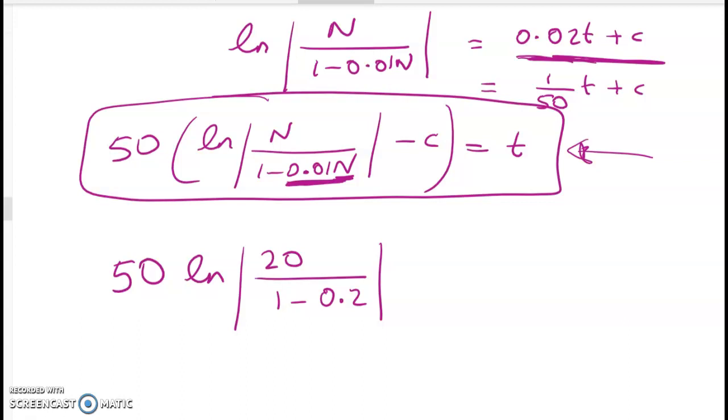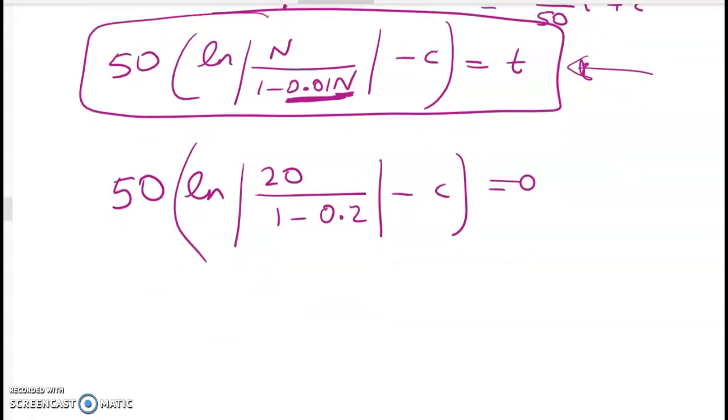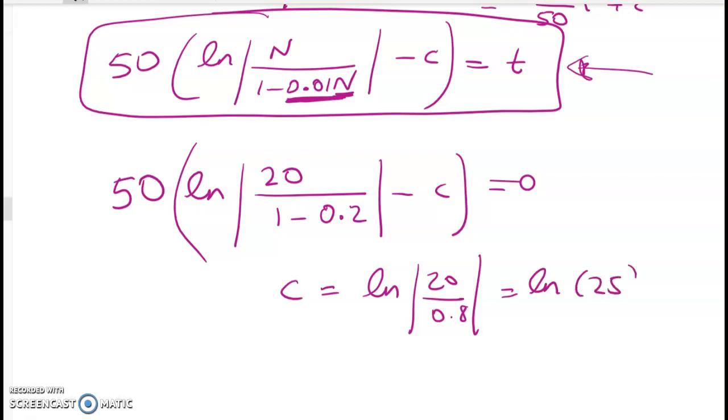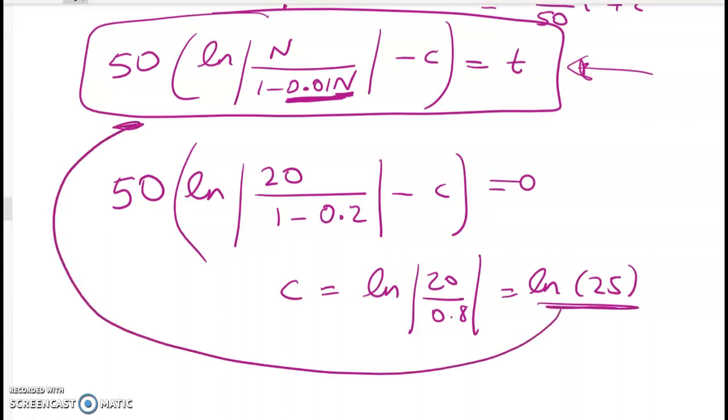But look, the first thing I can do here is that I've got 50 times all of this is equal to 0. So I can just divide both sides by 50. Okay, so c is equal to the natural log of 20 over 0.8, which is the natural log of 25. And we're going to go back and clean this up a bit better now.